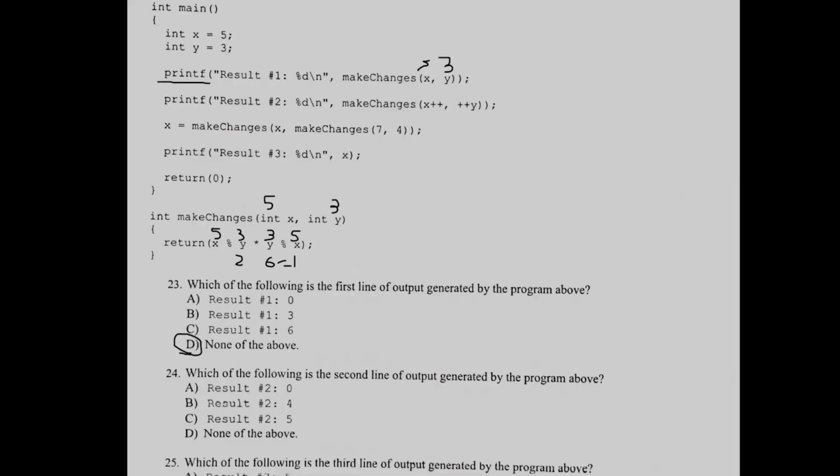Now to question 24, which of the following is the second line of output? So in this case, we are going to be running make changes again, but we are postfixing x. So after this expression, x is going to be equal to 6, but for now it's being passed as 5. And y is getting prefixed, so it's being incremented and passed as 4. So we redo this with 5 and 4 instead.